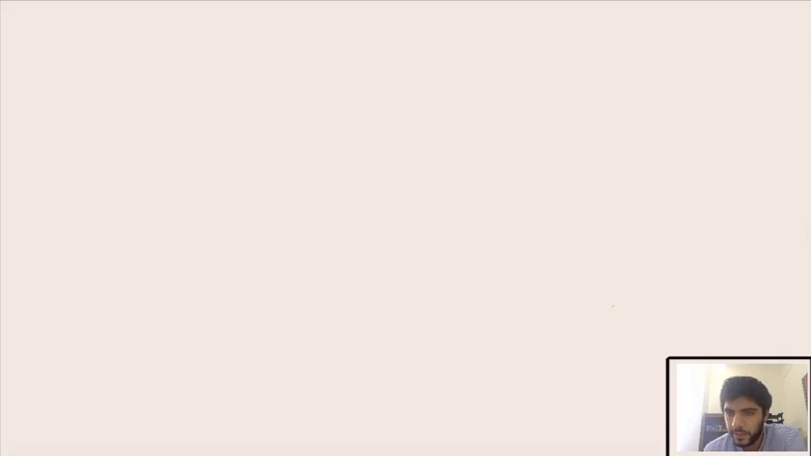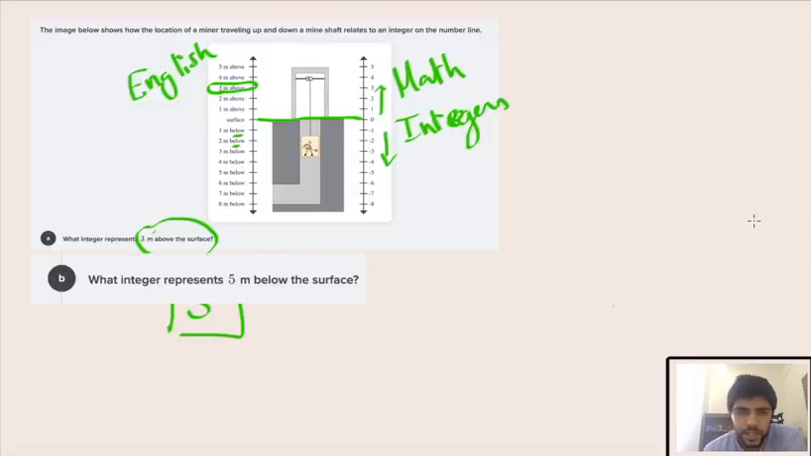Now, let's keep this picture. Now, what integer represents 5 meters below? So let me go back here. Let me erase this 3. What integer represents 5 meters below? So instead of going up, we're now going down all the way to 5 meters below, which you can see on the other side is just -5. All right, pretty simple so far.